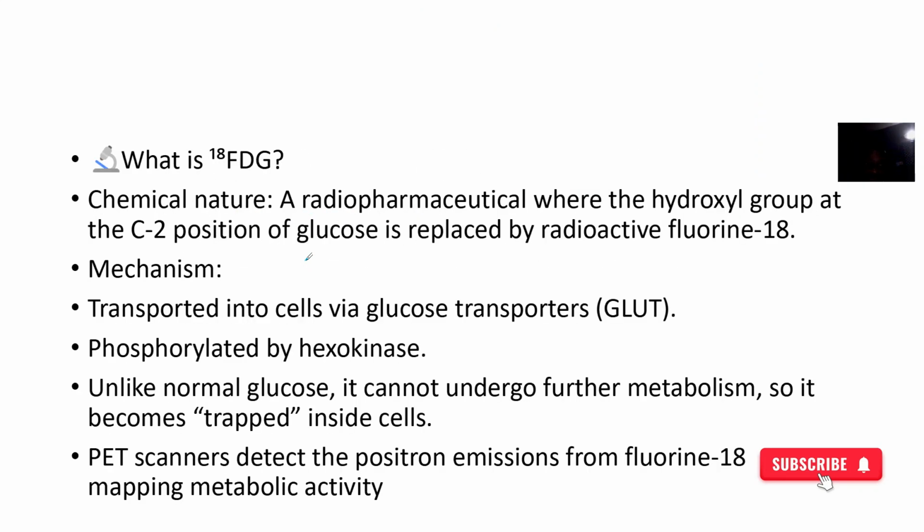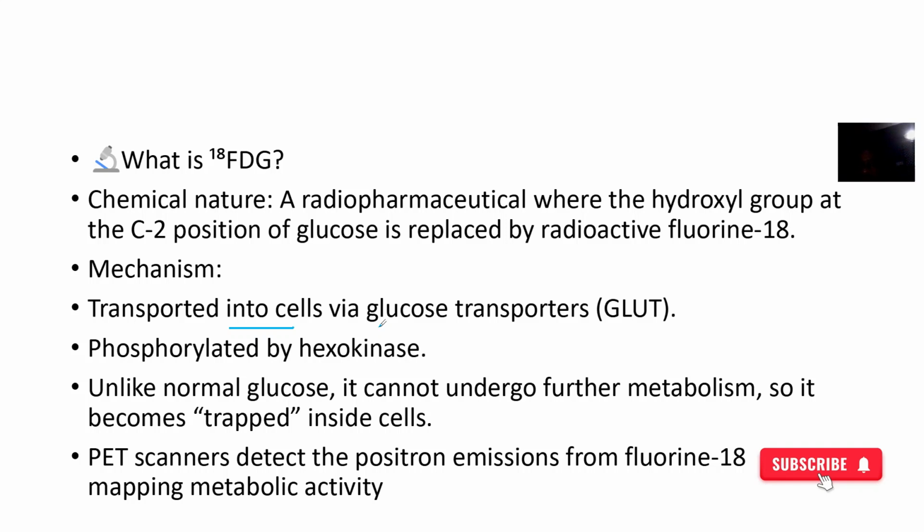So what is it? The chemical nature is a radiopharmaceutical where the hydroxy group at the C2 position of glucose is replaced by what? Radioactive fluorine-18. It will be transported into cells via the glucose transporters to be phosphorylated by hexokinase. Unlike normal glucose, it cannot undergo further metabolism, so it becomes trapped inside the cells.